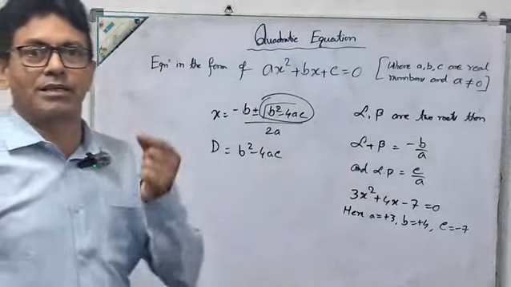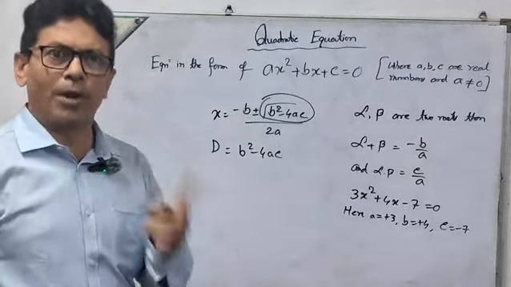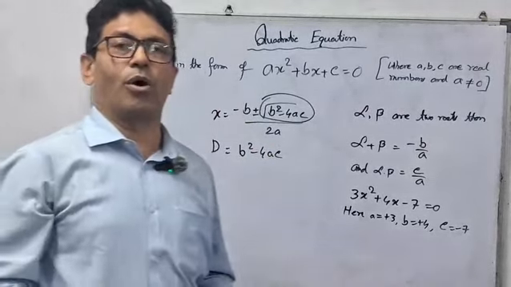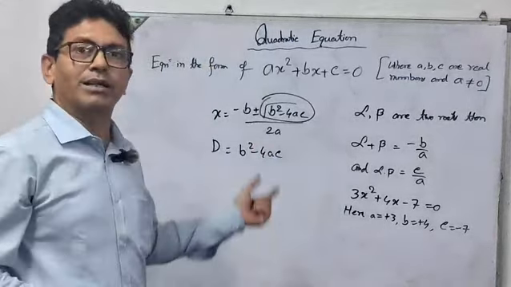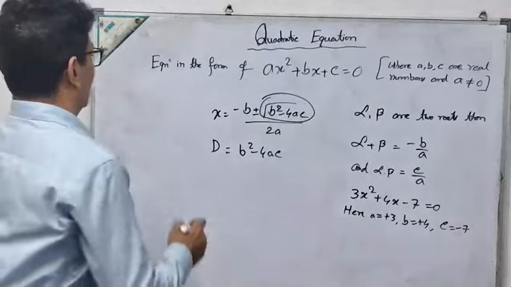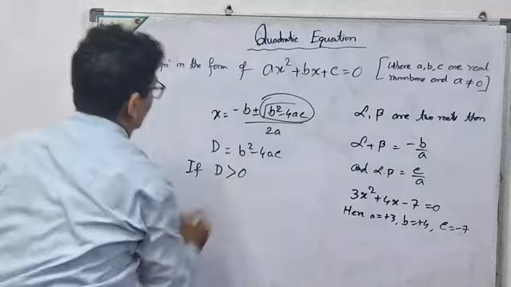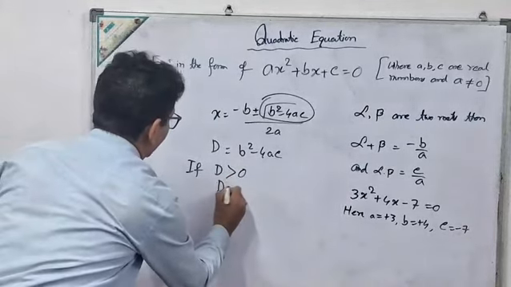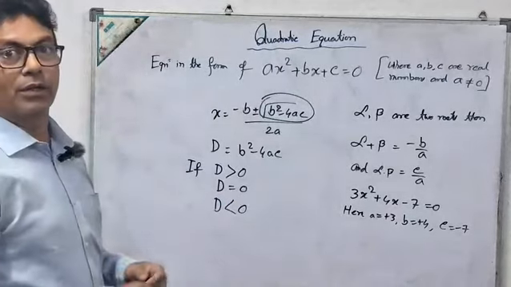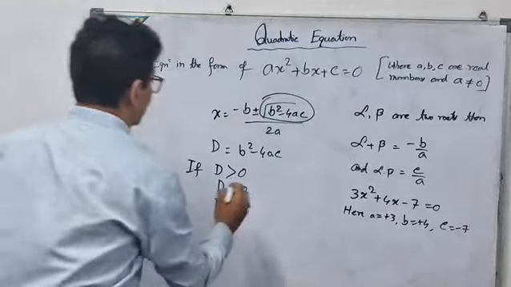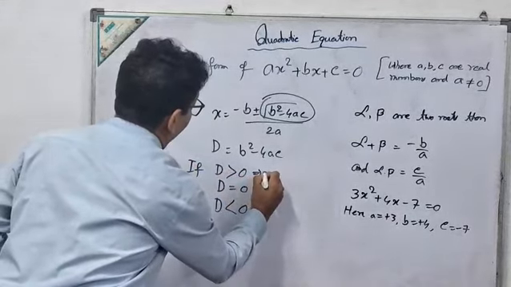This discriminant tells the nature of the roots. Nature of the roots means we will get two roots, two values of x, but the roots may be real or not real, or equal. Without finding the roots, we can say about the roots. How? If the value of the discriminant d is greater than 0, if the value of the discriminant is equal to 0, and if the value of the discriminant is less than 0, then we can find the nature of the roots.